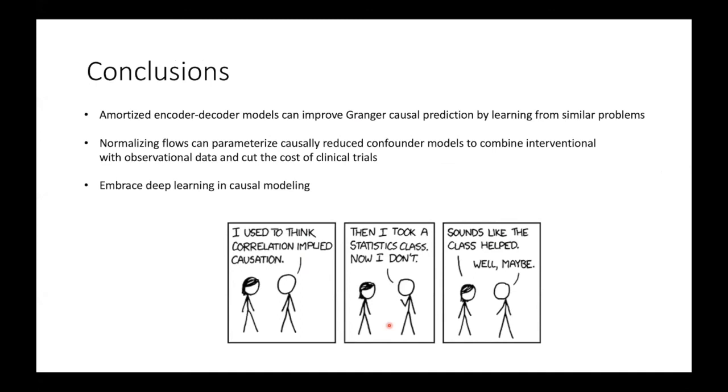Okay, so then to conclude, I've talked about amortized encoder-decoder models that can improve Granger causal predictions by basically pooling over a family of similar problems, but not identical problems. Another place where we apply deep learning to causal inference is normalizing flows applied to causally reduced confounder models, where we are combining interventional as well as observational data, and in that way cut the cost of clinical trials.